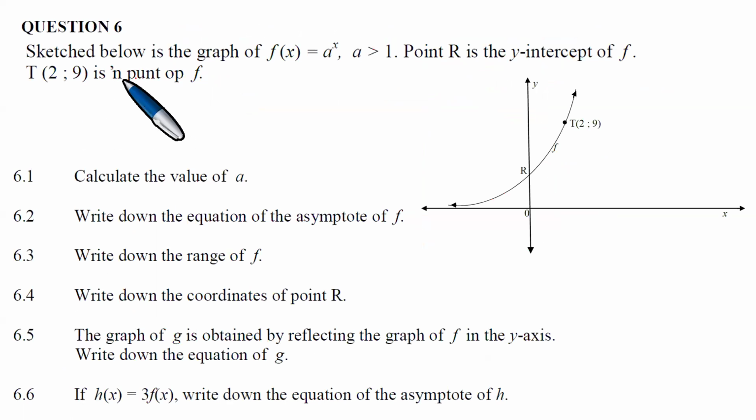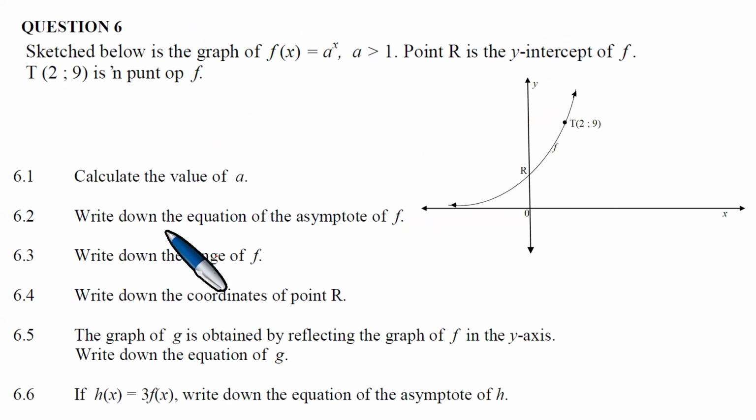Right, in question 6, we need to sketch below is the graph of the exponential function when a is bigger than 1. Point R is the y-intercept of f, and here is R, which is the y-intercept of f. T has the coordinates 2 and 9, is a point of f. In other words, it is the point on f. Calculate the value of a.